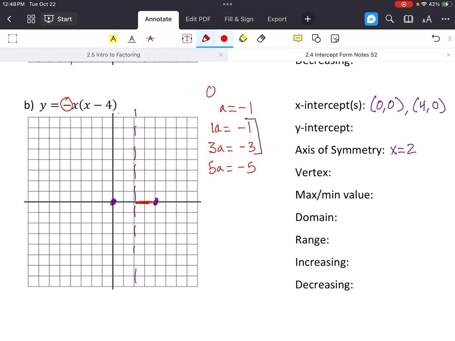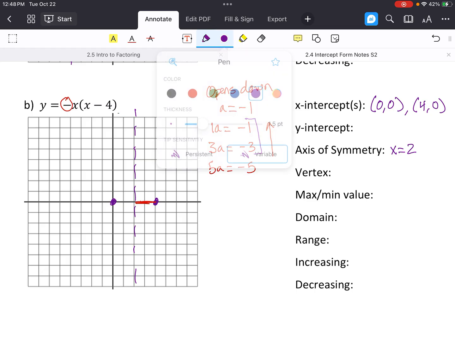Because my a is negative, I know this is going to open down, so I need to work backwards. To have my parabola open down, my vertex needs to be above my x-intercepts. So once again, I'm just working backwards through this. I'm going to start by going up 3 and then over 1. That would give me a point. And then I go up 1 over 1. And that's my vertex. Do the same thing on the other side, up 3 over 1.